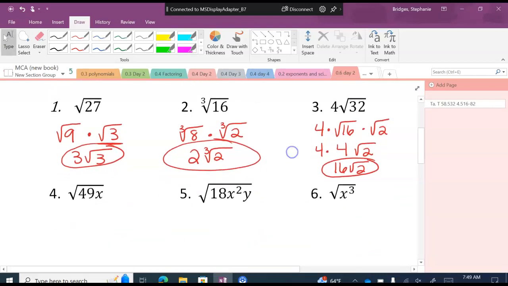Okay, let's take a look at number 4. Now, if you remember yesterday when we did the numbers and the variables, we think of them separately. So what we're going to do is start with the 49 first. What root am I taking? The square root. Is 49 a perfect square? It is. So that's going to simplify to be just what? Okay, so I'm going to think about it like this.